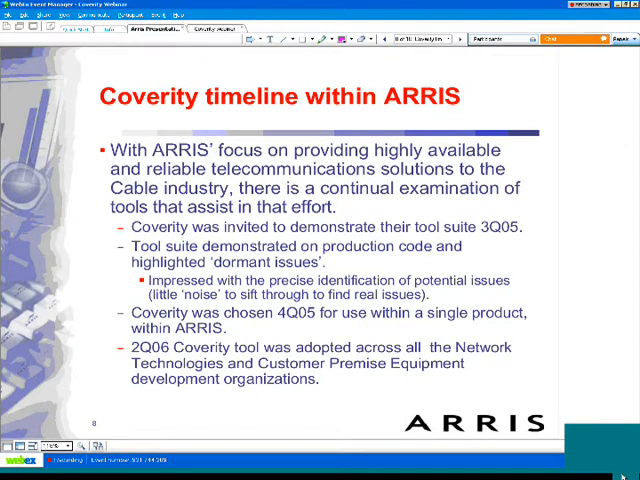So, Ben, another one for you. Can you describe some examples of how Coverity can tune its product once installed to further lower the false positive rate? Sure.